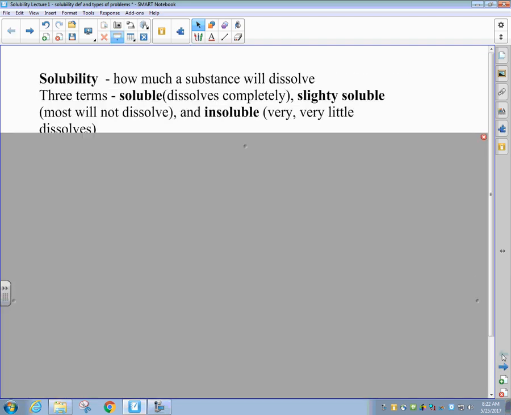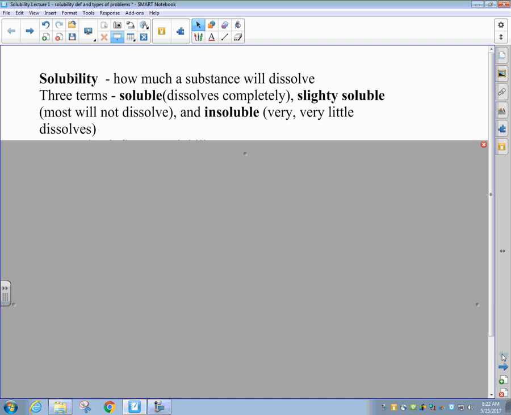So we have basically three terms that we use. We have soluble. The example there would be sodium chloride in water, the example that you just saw with the demonstration. Soluble substances dissolve completely. Then you have slightly soluble, which is most of it will not dissolve. And then you have insoluble. Very, very little of the substance dissolves.